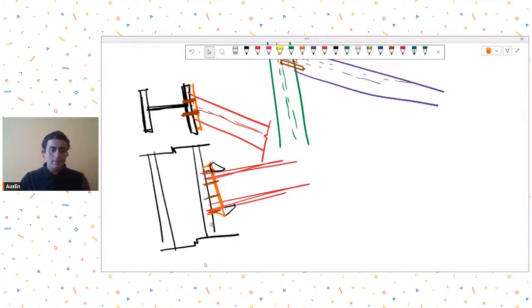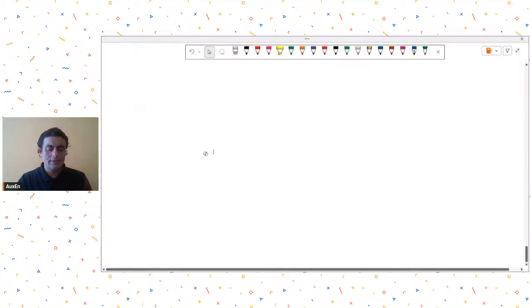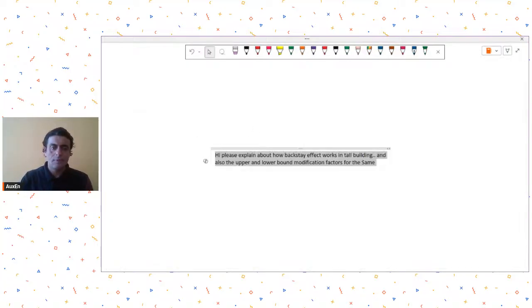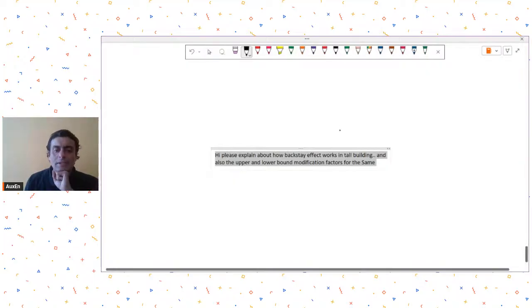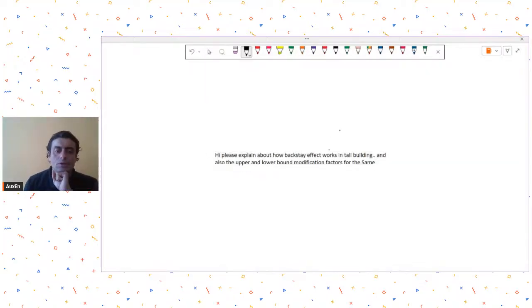Then the next question is from engineer Balaji. He's from Chennai, and he's a working professional. What he is asking: please explain about the backstay effect in tall buildings and also the upper and lower bound modification factors.